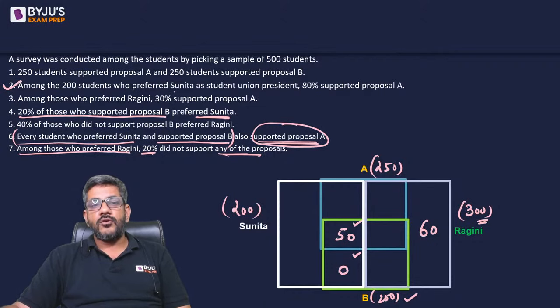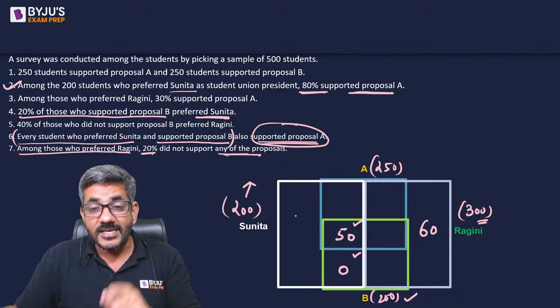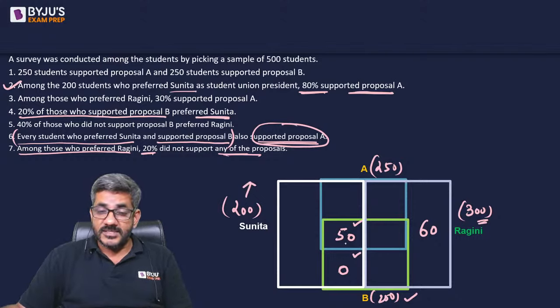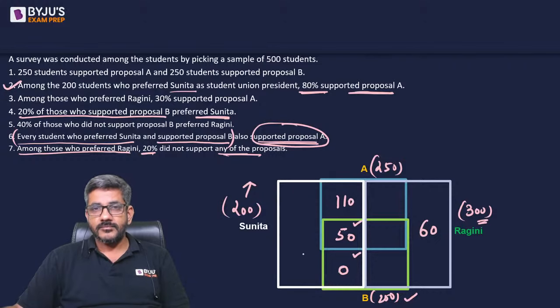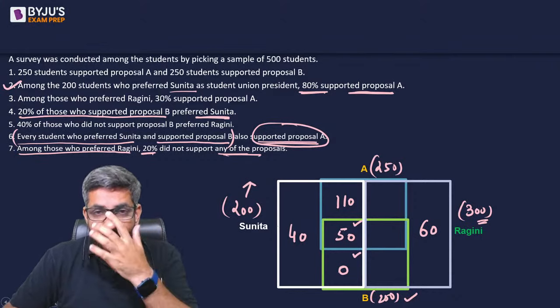Come to this point. Among the 200 people who preferred Sunita as student president, 80% supported proposal A. What is 80% of 200? It is 160. 160 people supported proposal A. Out of those 160, 50 are already here. The remaining area is 110. Total is 200. 200 minus 110 minus 50 minus 0 is 40. So this area would become 40. The values are starting to come without any variables. We are able to do them.